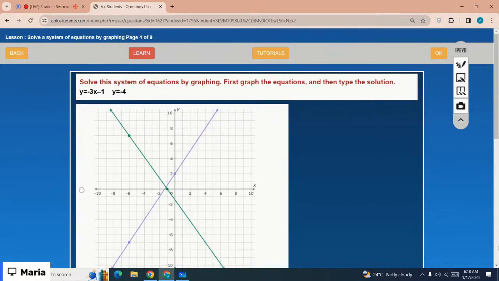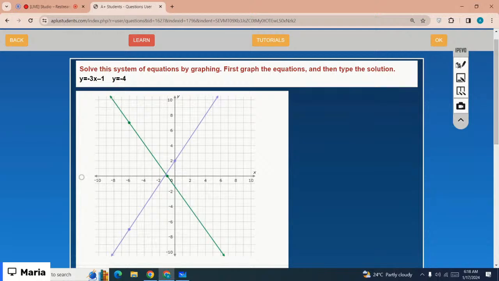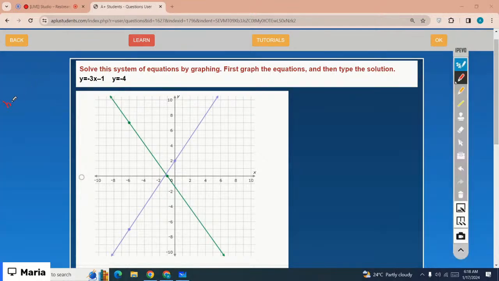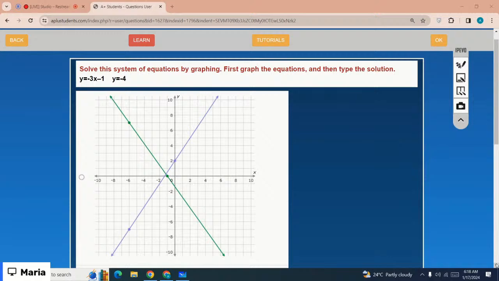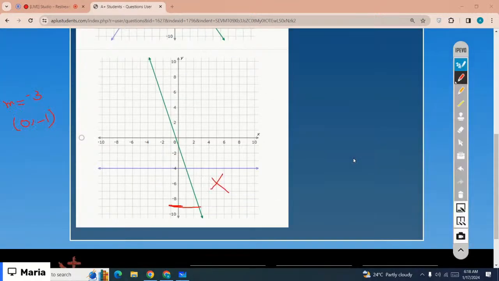Okay, the next one is solve the system of equations by graphing. Let's see the first one. M equals -3 and the y-intercept is 0, -1, right? For the second equation, you are just given y equals -4, right? So that means you must have a line on -4 like this, but this isn't the correct option, right? Just look at the second graph. This is the correct option.